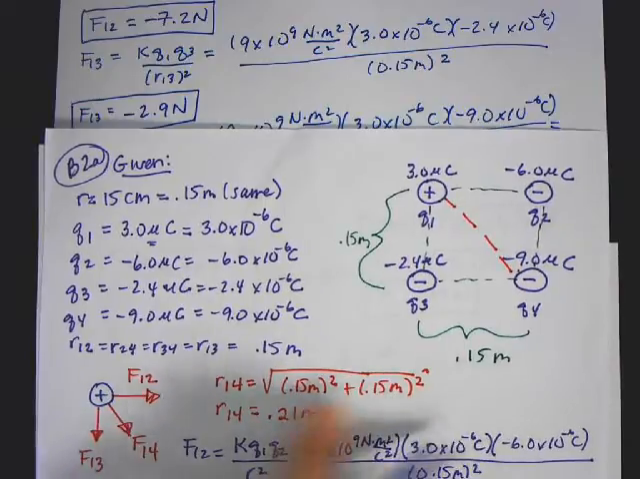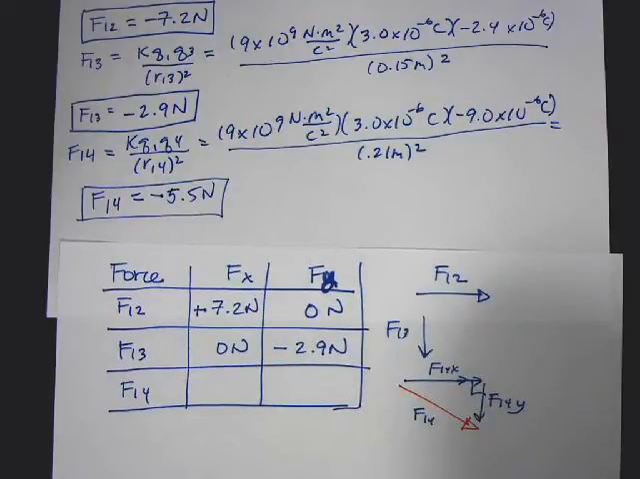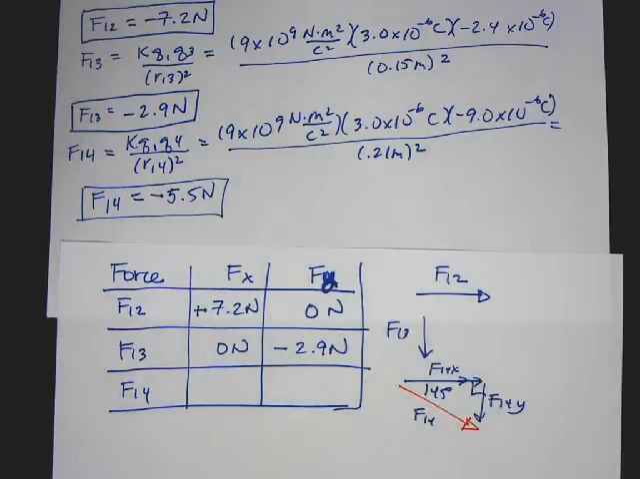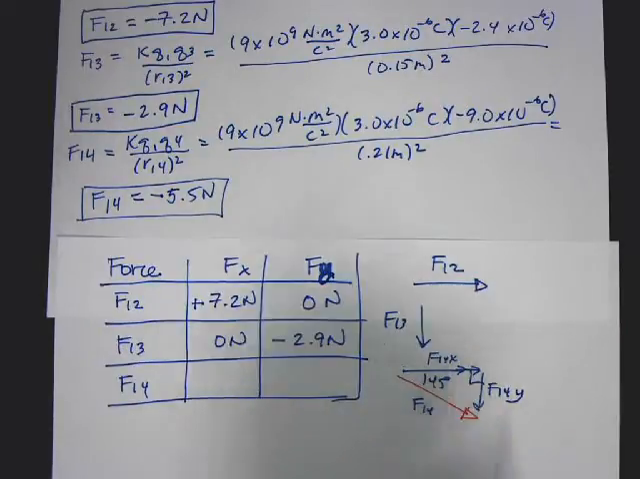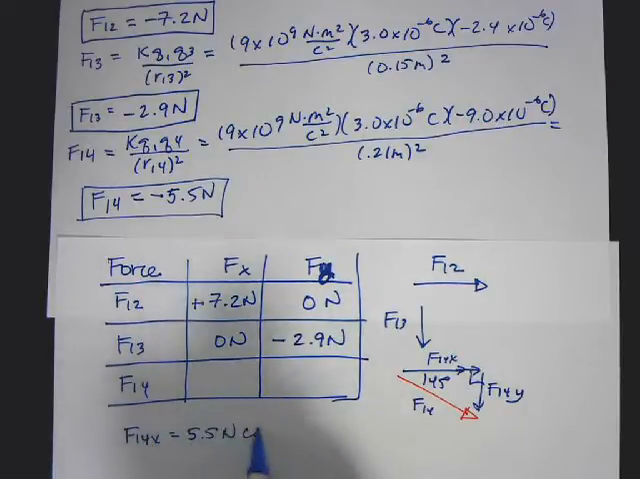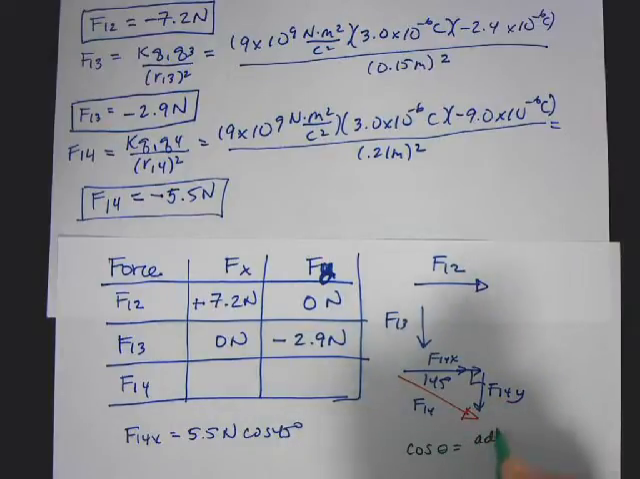So in order to find F14X or F14Y, I can use sine, I can use cosine, I can use tangent. So F14X is equal to 5.5 newtons times the cosine of 45 degrees. Remember that cosine is equal to adjacent over hypotenuse. If I wanted to, I could use sine, because sine of theta is equal to opposite over hypotenuse. Remember, the hypotenuse is the 5.5 newtons. Now, we did this in the beginning of the year when we did vector resolution, okay?